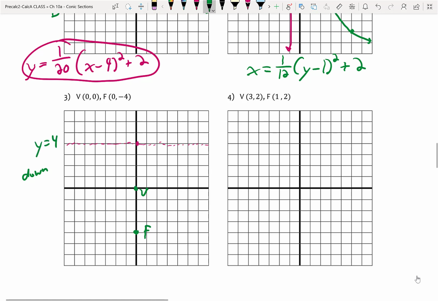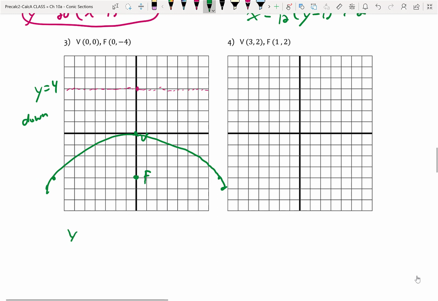If I plot the points that are 2C units away from the focus, that would be 8 units, so I'd have to put 1 here and 1 here just off graph. That would be a sketch that would look like this and like that. And the equation would have to be y equals negative, because it's pointing downwards, 1 over 4c, so 4 times c value is 4, so 1 over 4 times 4, 1 over 16, x minus 0 squared plus 0, so this is just x squared.